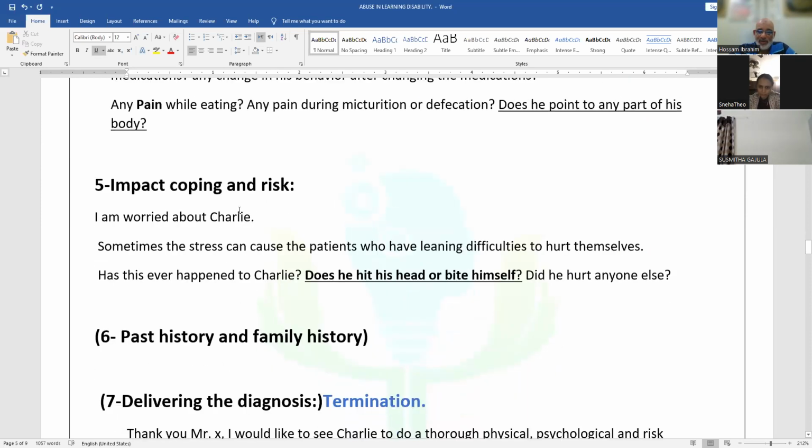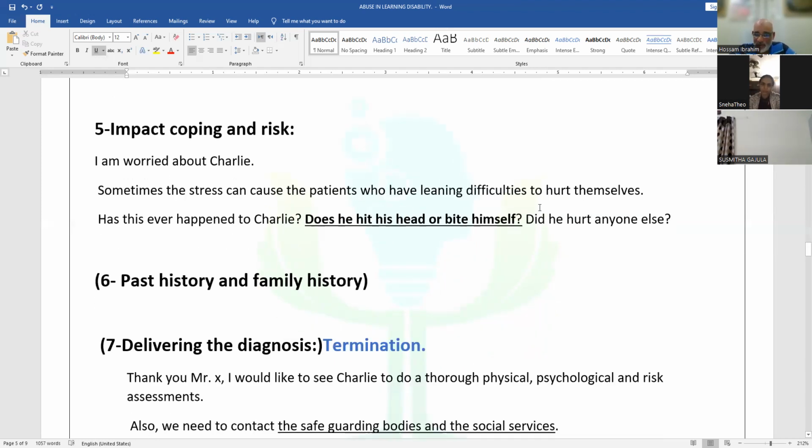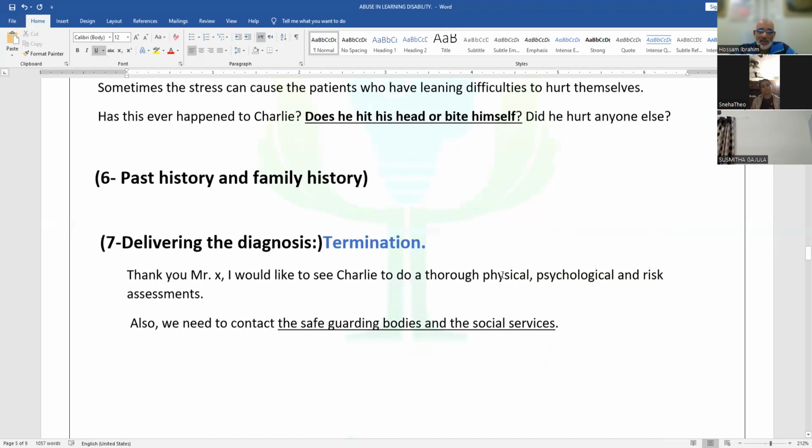Okay, impact, coping, and risk. The risk here, whenever they are those who have low IQ, whenever they are stressed, they cope by beating or hitting themselves. This is very common, something which you have asked us. And finally, terminate your station by saying that I would like to see the patient and I'm going to discuss this issue with the safeguarding bodies and the social service.